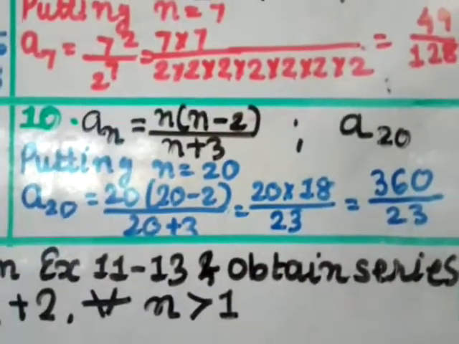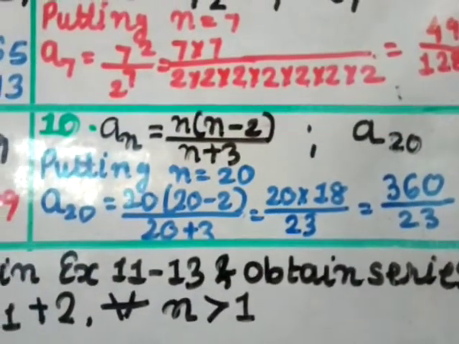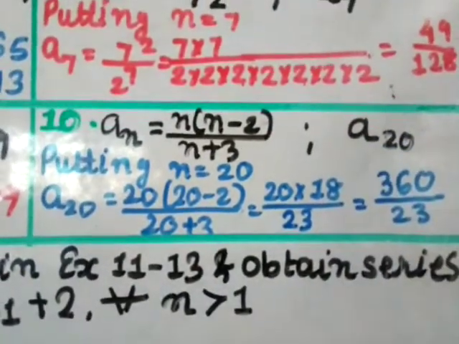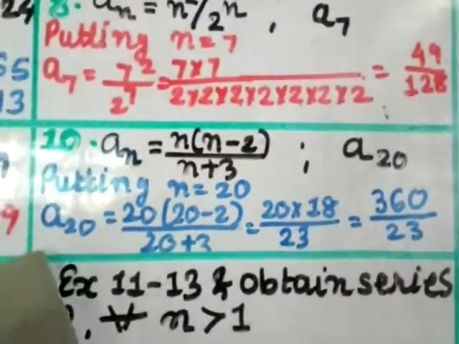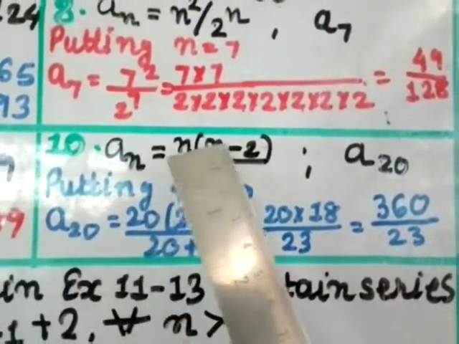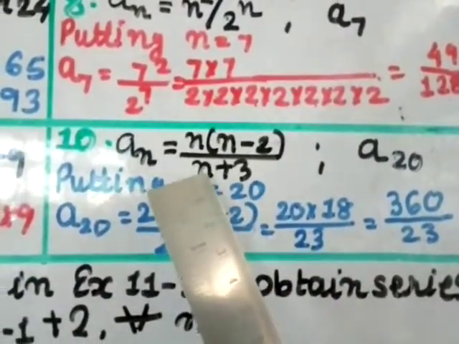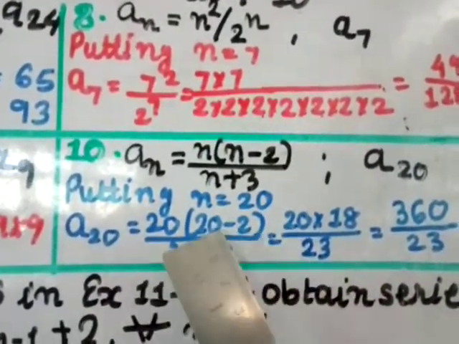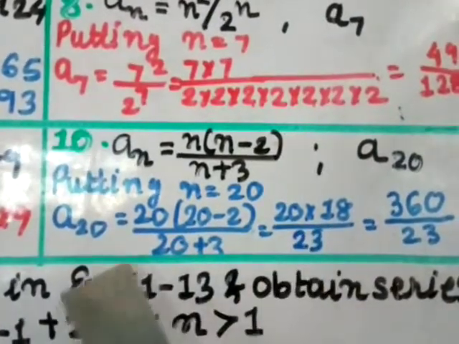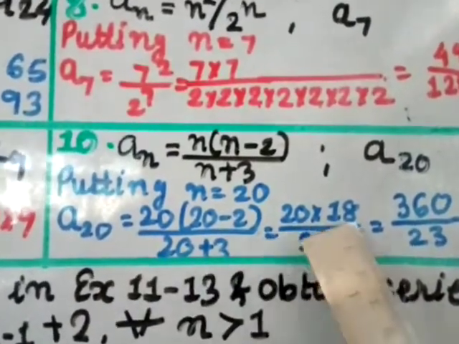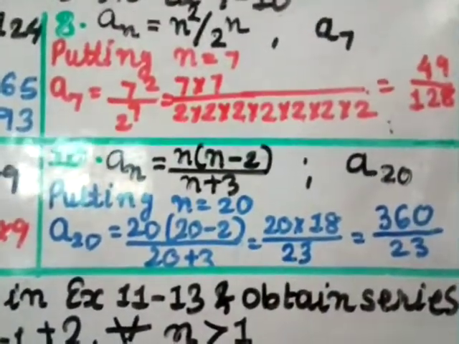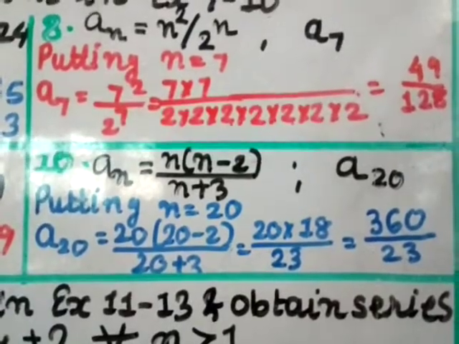Question number 10. An equal to n into n minus 2 divided by n plus 3, and you have to find a20, that is the 20th term. So put n equal to 20. So a20 equal to 20 into 20 minus 2, divided by 20 plus 3. 20 minus 2 is 18, divided by 20 plus 3 is 23. The product for the numerator is 360 divided by 23. So that is the 20th term, a20 value is 360 divided by 23.